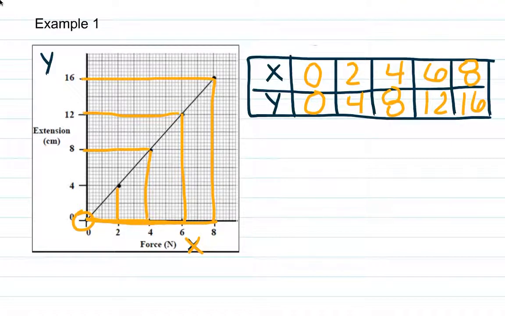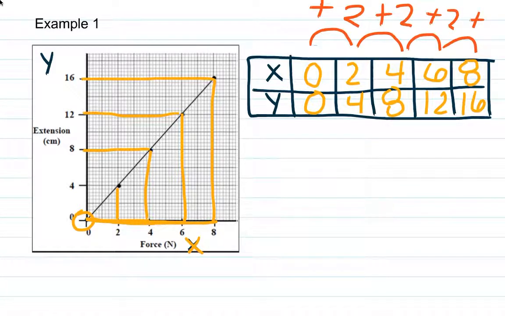Okay, so now that we have our table filled out with our coordinates, we're going to look for patterns with our x's and then our y's. So x, 0 and 2, we're adding 2. And from 2 to 4, we're adding 2. From 4 to 6, we're adding 2. And from 6 to 8, we're adding 2. So far, so good. It looks proportional, and I can kind of tell it's proportional because, again, this line is going through the origin, and it's perfectly straight.